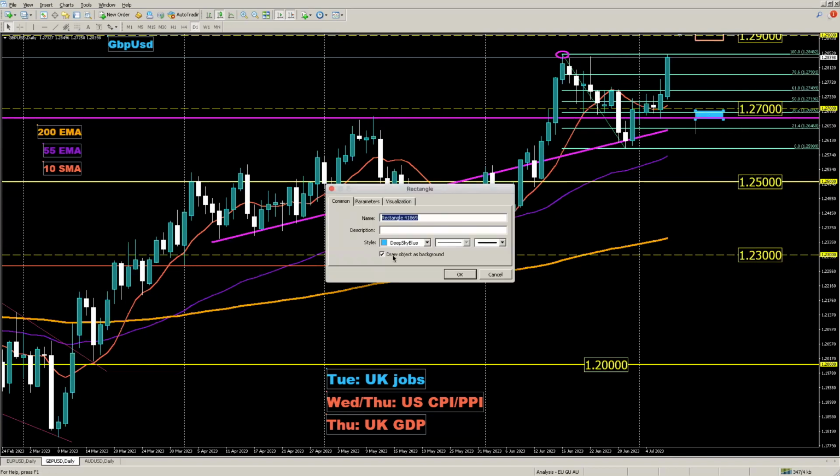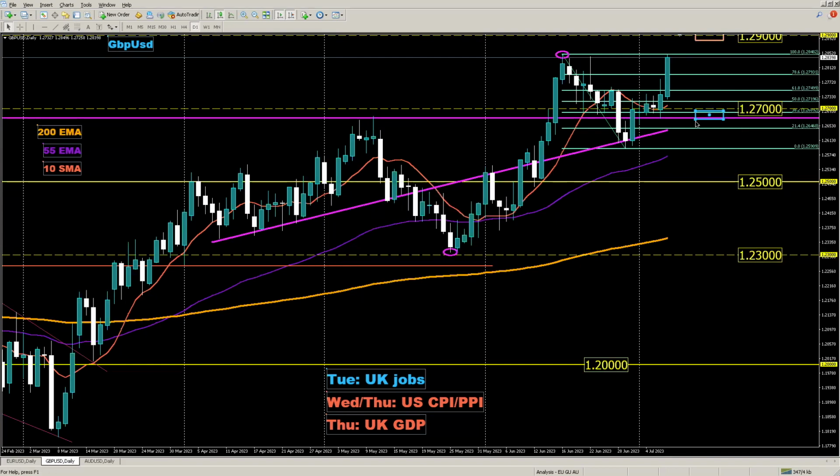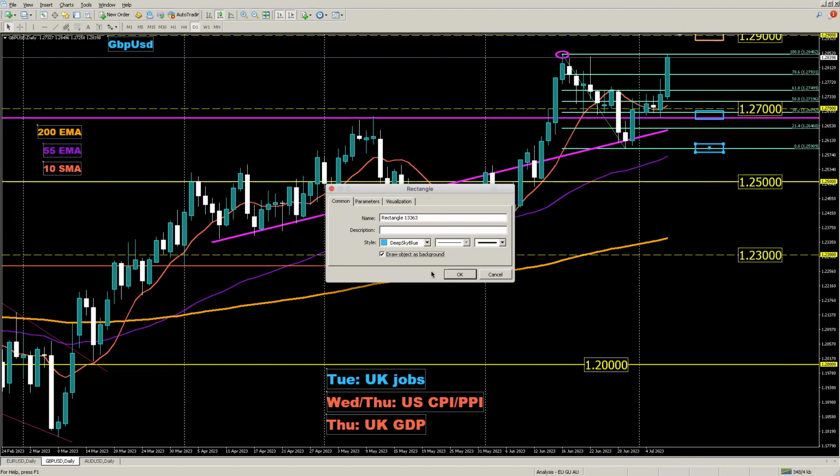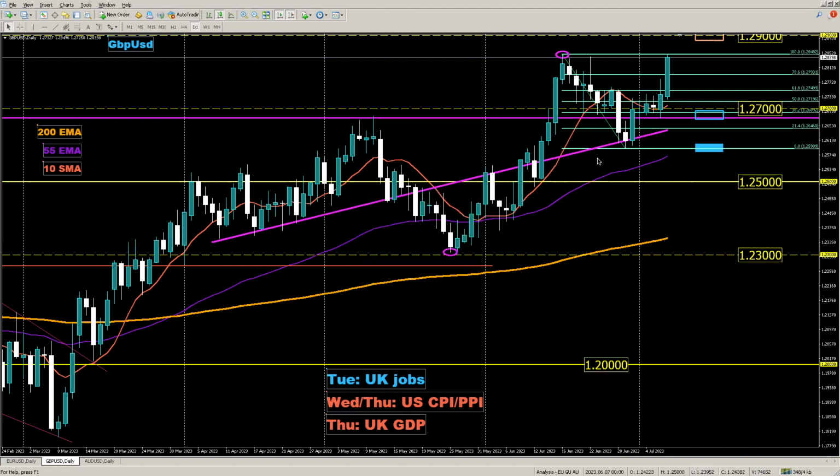Let's mark this as an intermediate support, and the swing low is at the major support along with the rising daily 55 EMA. There is also this trend line which should provide support. In case it does dip below this level, there's still a 21 fib retracement.